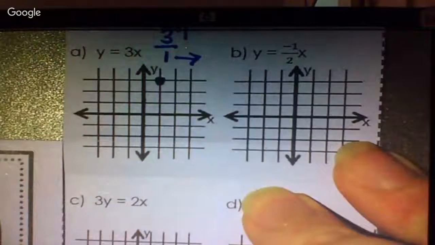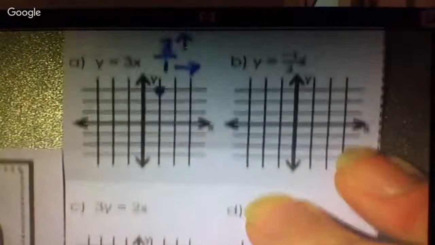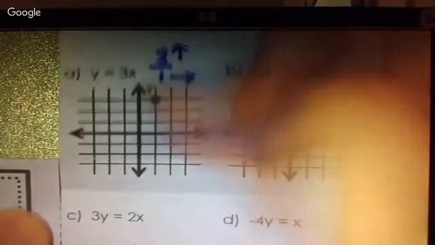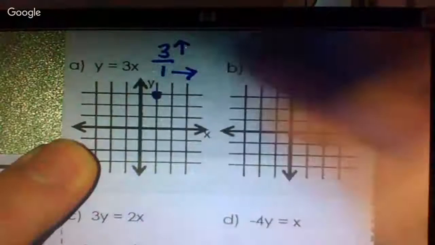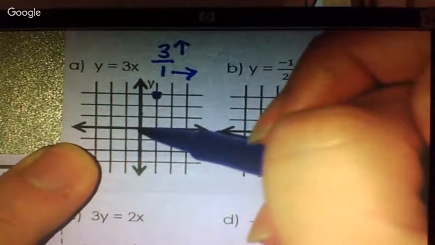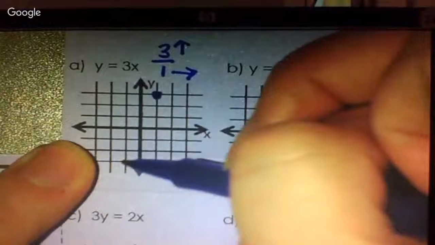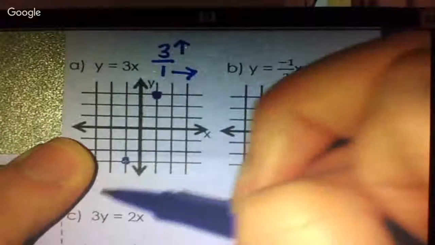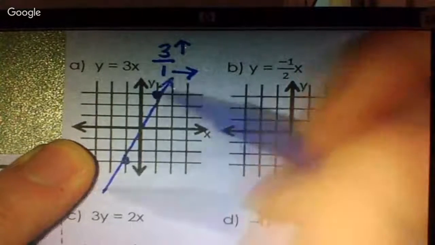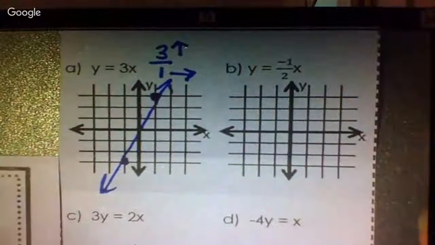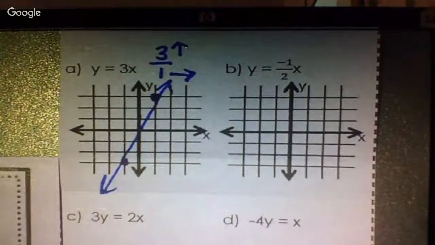If I want another point, I can do what too? Up by 3 over 1. But I go off my graph. So how do I go backwards? Down by 3 and to the left by 1. Okay. Remember, you can go exactly the opposite.